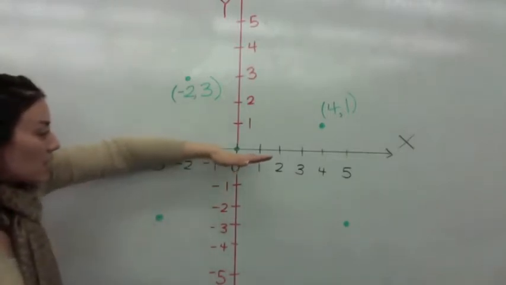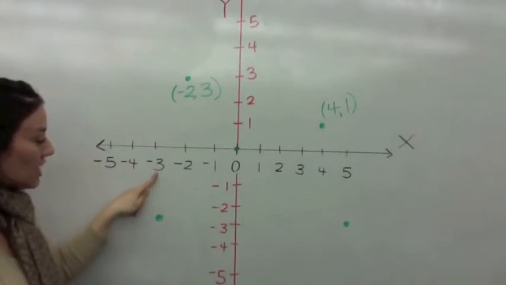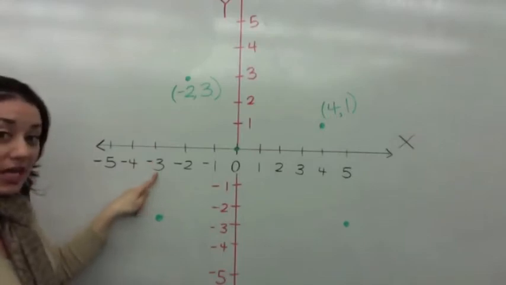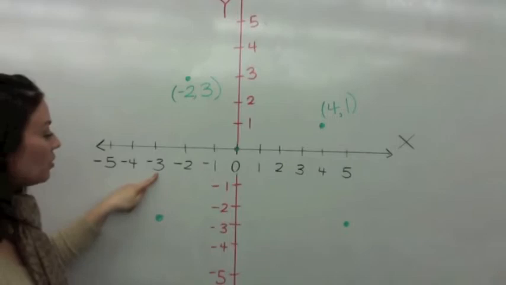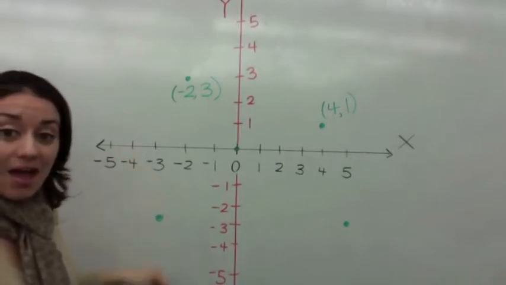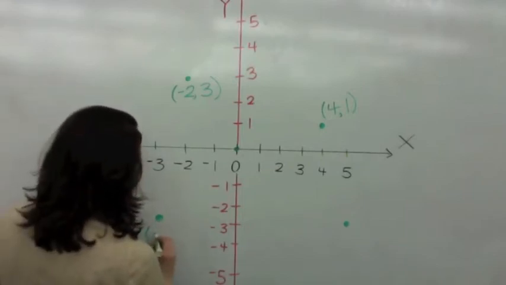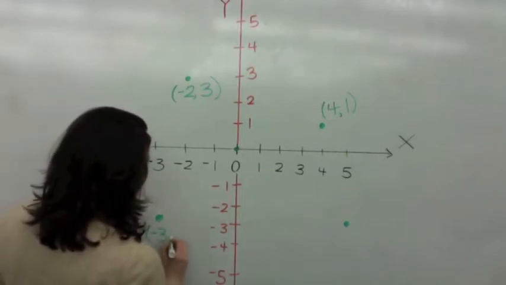Now we're in quadrant 3. Always have to start with the horizontal x-axis. You are at which number? Which negative integer? -3. And you go down 1, 2, 3. Remember, when you go down, it's negative. So this ordered pair is -3, -3.